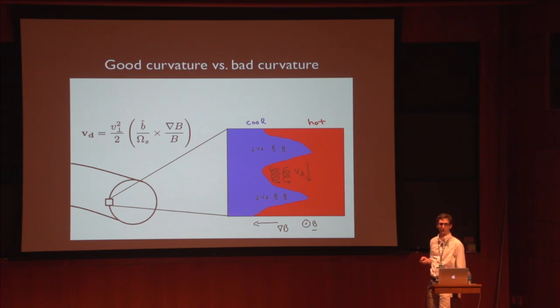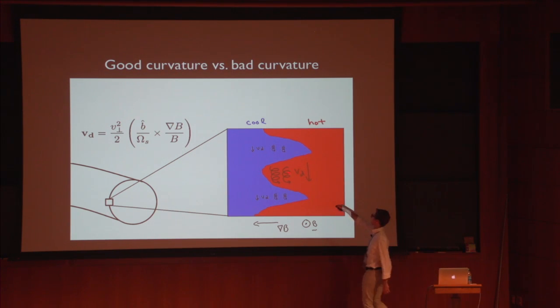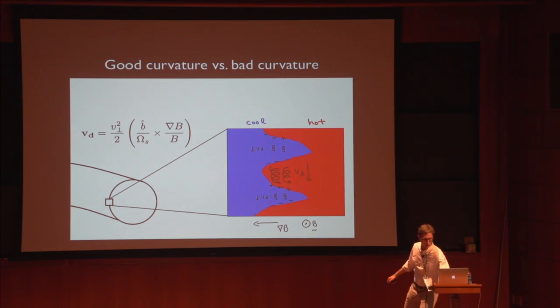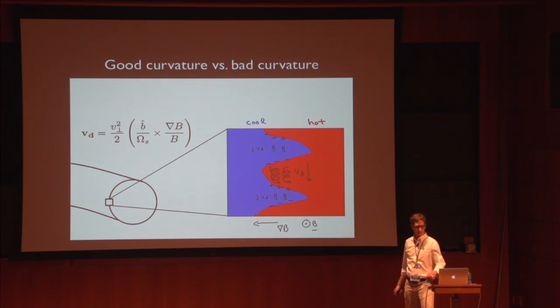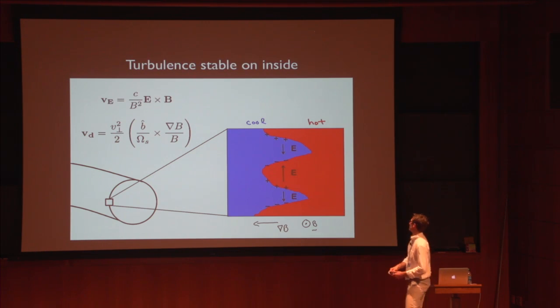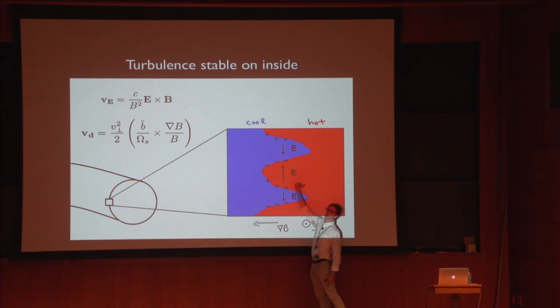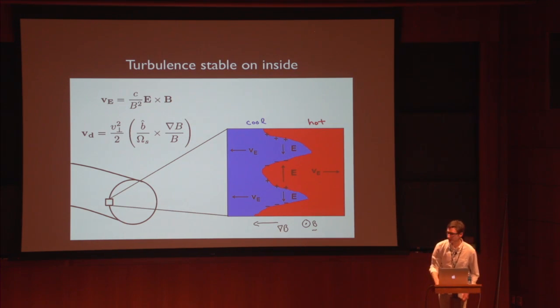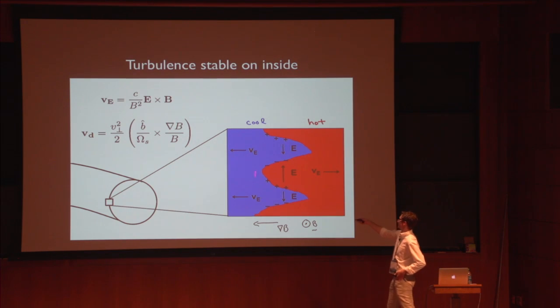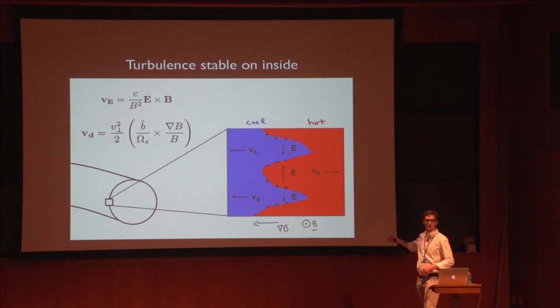Again, I get drift motion downwards, but now particles are moving fast here, and so you have a buildup of positive charge, negative charge, positive charge. And so in this case, we have electric fields. Electric field crossed with the magnetic field gives you a drift, which is in that direction here, and that tends to stabilize the original perturbation, right? So on the inside of the plasma, this sort of perturbation is stable. So we have unstable modes on the outside, the bad curvature region, and stable modes on the inside, the good curvature region.